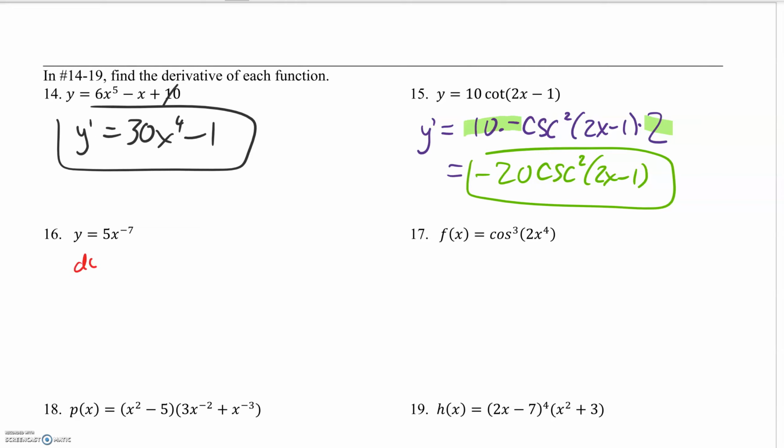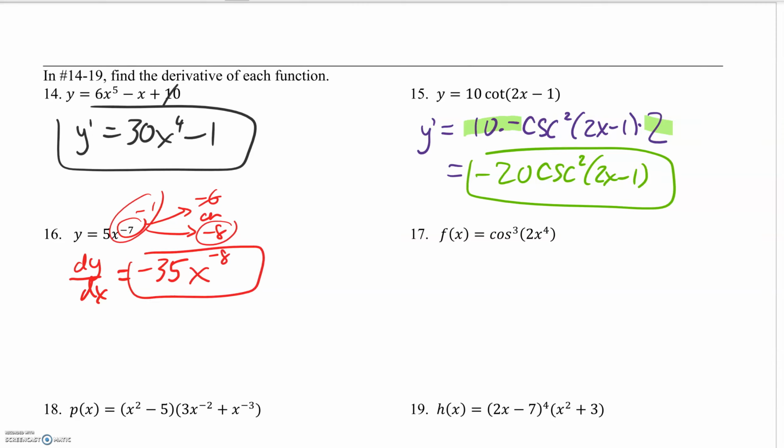Pretty simple look. I'm going to go with a different style here. We'll go dy dx this time. The negative 7 comes down and multiplies by the 5. Then we reduce the power. This is a very common mistake right here. Is it going to be negative 6 or is it going to be negative 8? Well, if you remember, you're supposed to subtract 1 every time, and that leads us to the negative 8. Final answer. If you would like, you can go ahead and move the x to the negative 8 down and make it a positive power. So either way, we like either form of that.